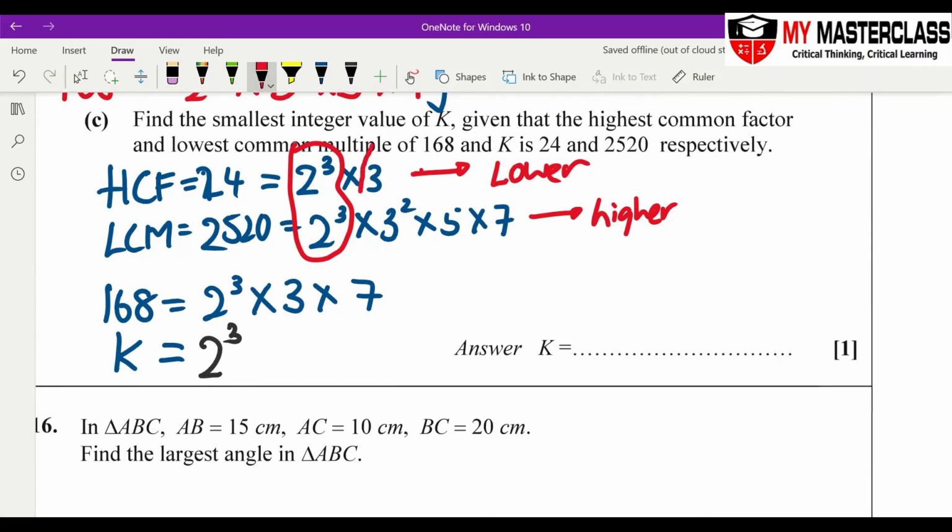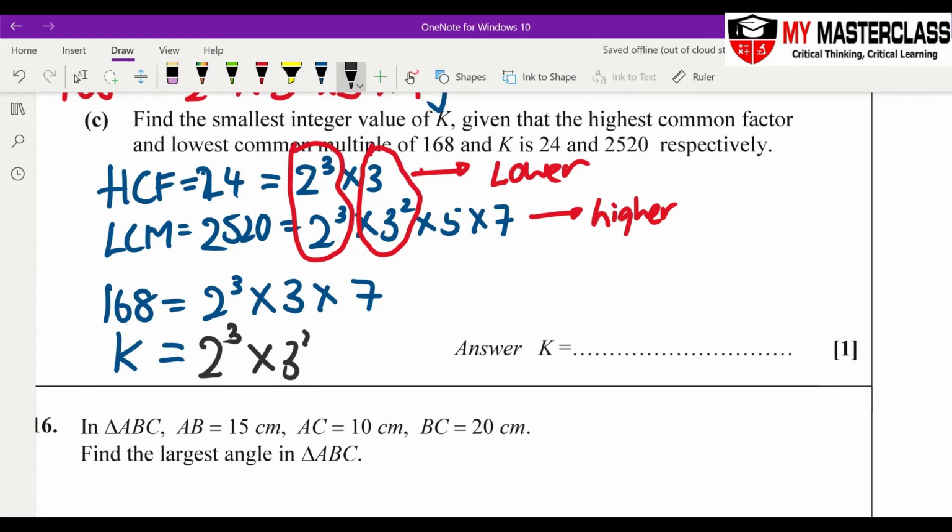Now, if the lower power is 3 and the highest power is 3 squared, and 168 has a 3 there, must k have 3 or 3 squared, Isabel? 3 squared, because the lower power is 3, which is taken up by the 168 already. Then the higher power is 3 squared, so that means k must have 3 squared. Understand? Okay. Then the 5 and the 7.